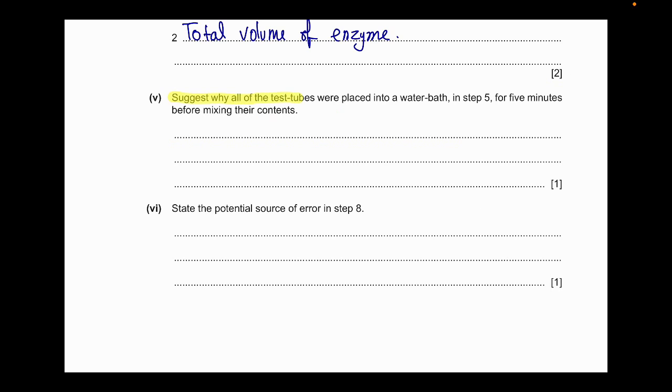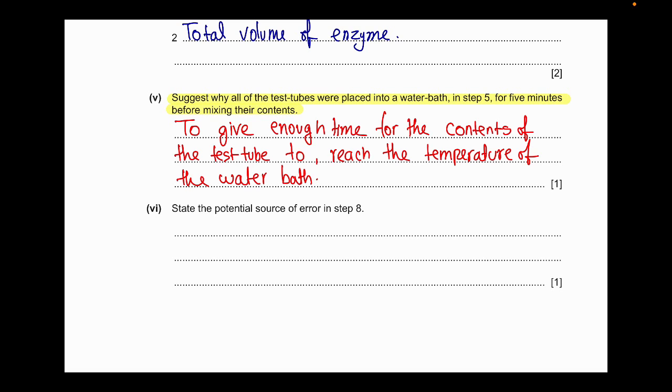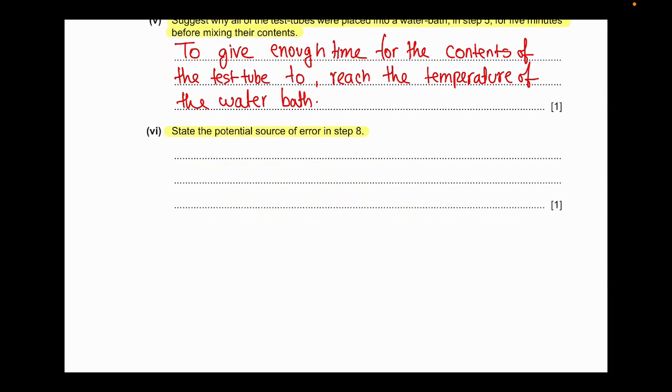Suggest why all of the test tubes were placed into a water bath in step 5 for 5 minutes before mixing their content. To give enough time for the contents of the test tube to reach the temperature of the water bath. State the potential source of error in step 8. Color change is difficult to judge for the student.